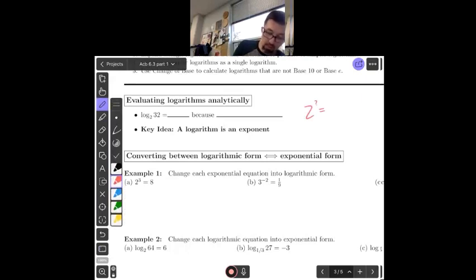Translating that into a question. You guys really do need to read this as a question. This is asking you something. You've got to turn that switch in your head. This is a question. 2 to the what is 32? Well, 2 to the 5th is 32. So log base 2 of 32 is 5.